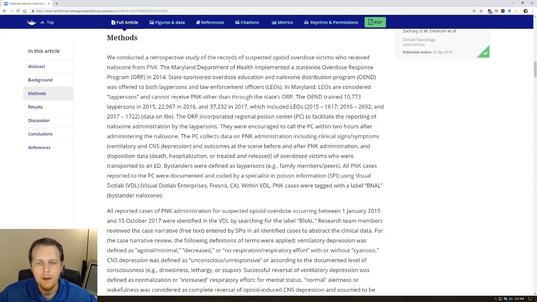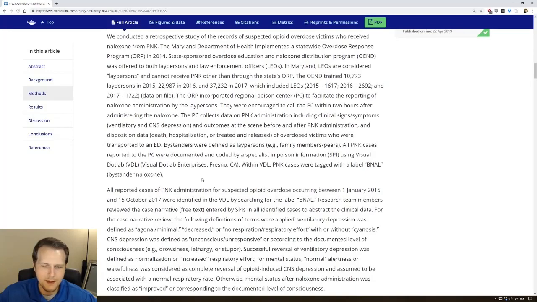Okay. So anyway, they go through their topic and they talk about how they're going to be administering this naloxone, who's going to be getting it, etc.